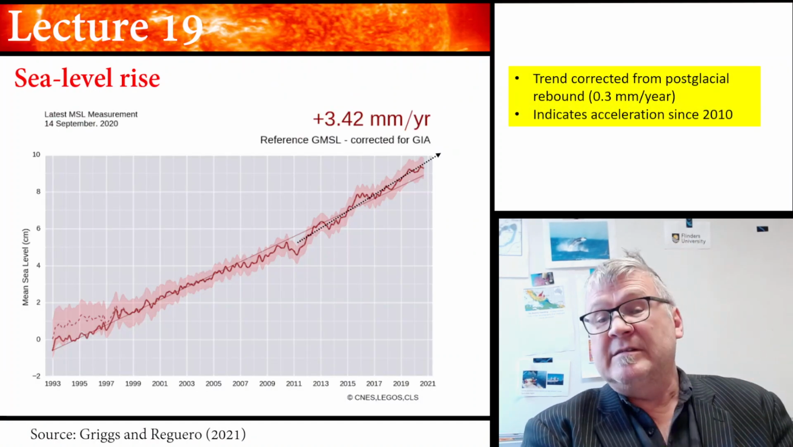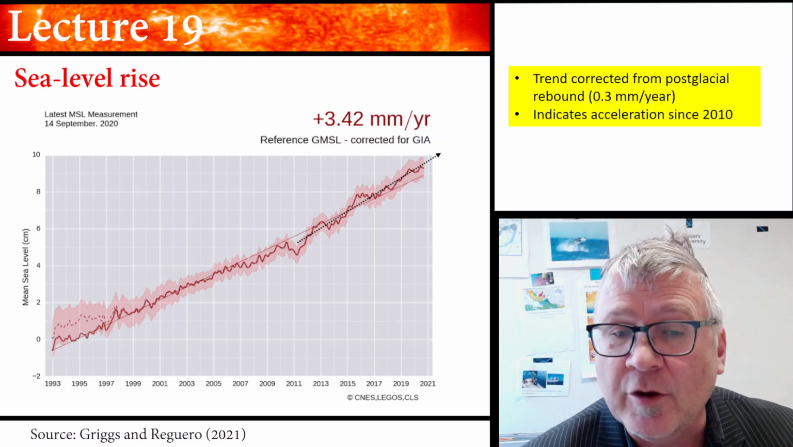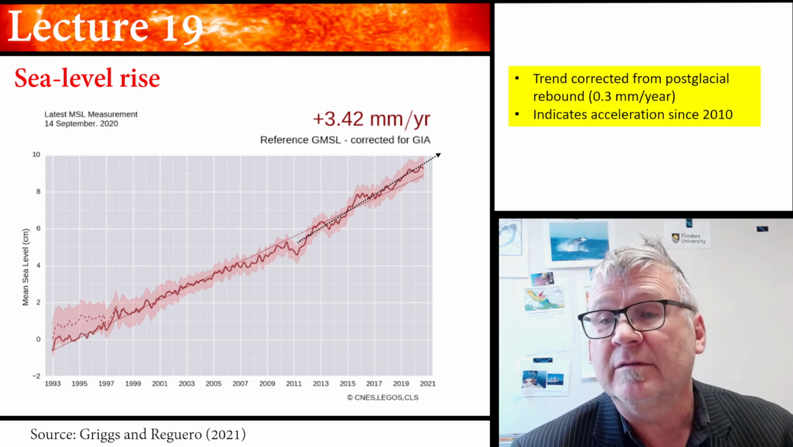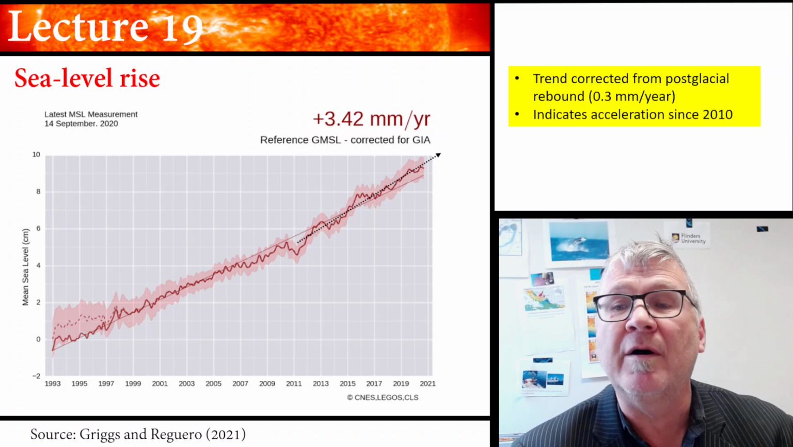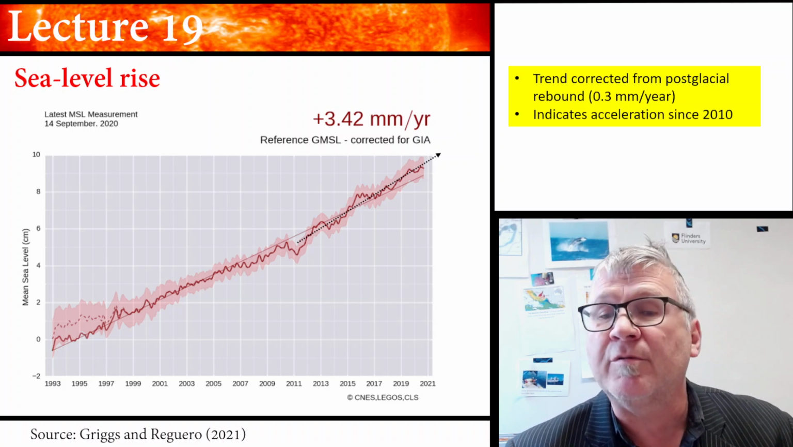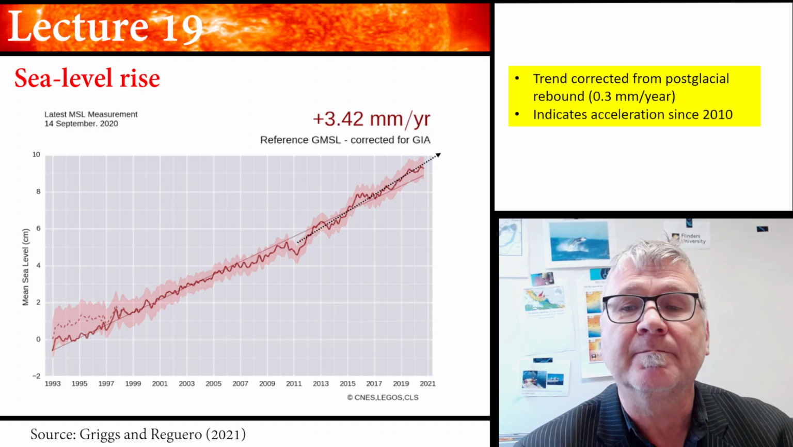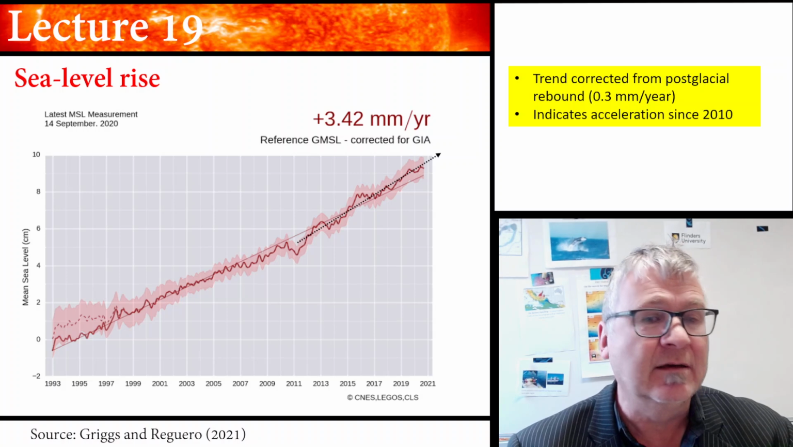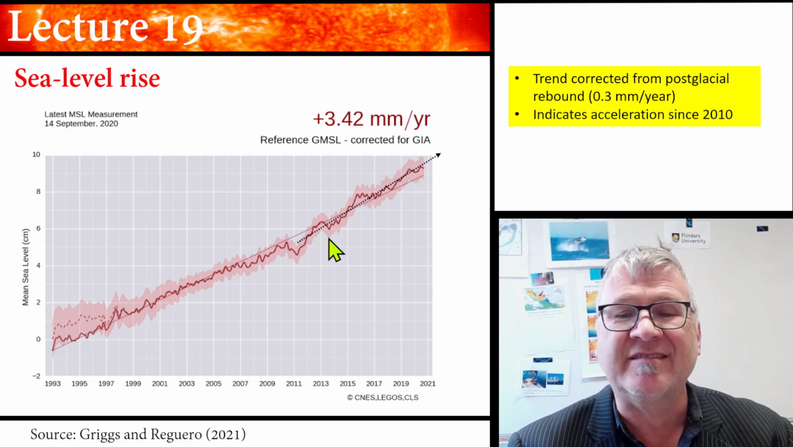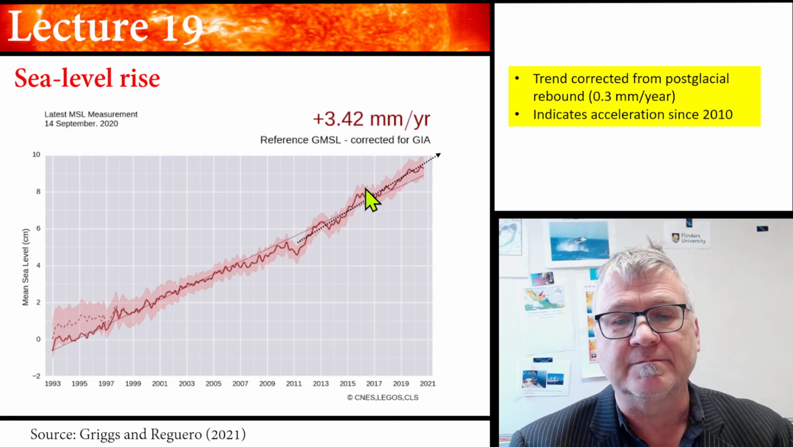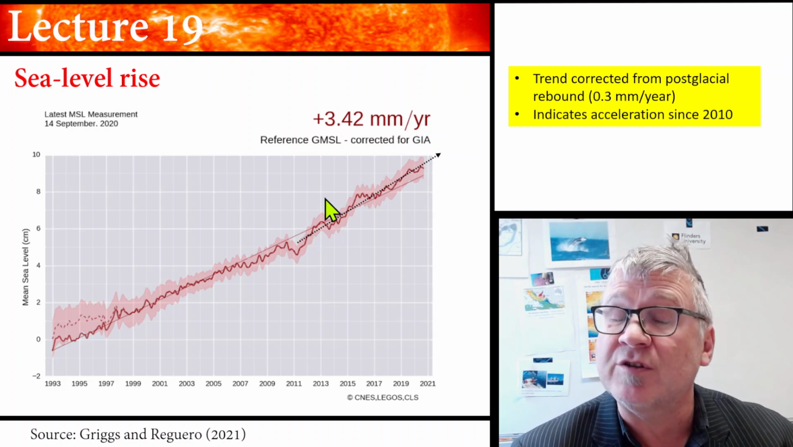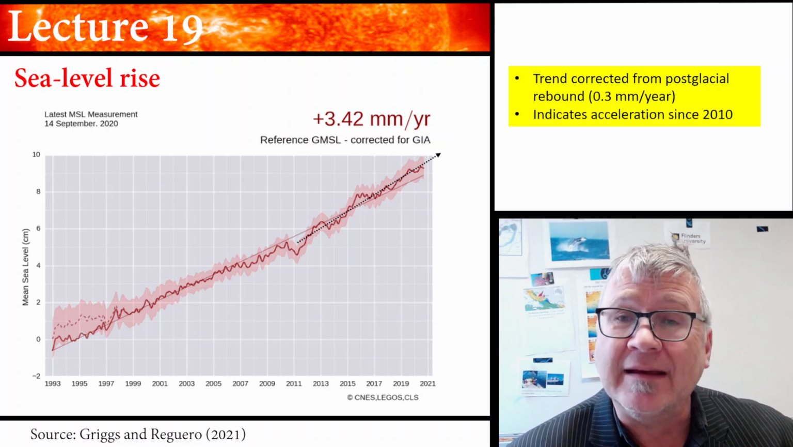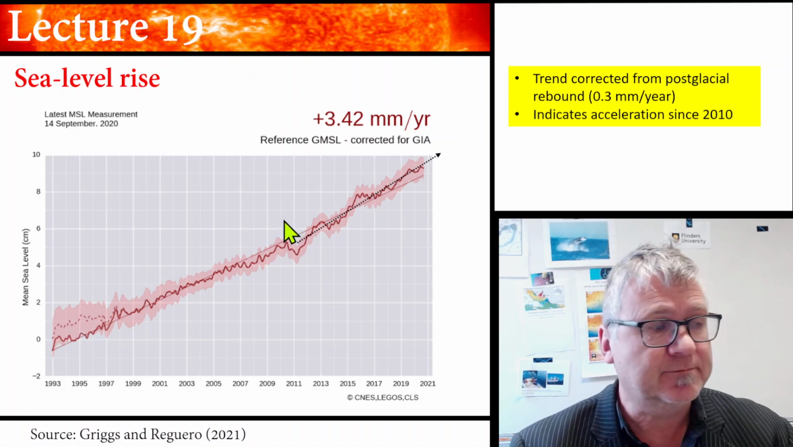Okay, and this is the estimate based on observations that we have. Trend corrected for post-glacial rebound, and we're talking about 3.42 millimeters per year. It indicates that there is an acceleration since 2010. You can see that the curve gets a little bit steeper towards the end. So this is the story about sea level rise and the link to the global warming that we are experiencing.